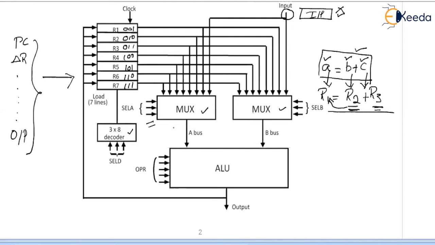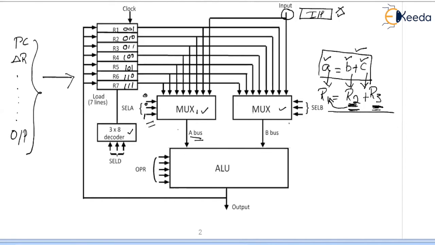So multiplexer 1 will select the first source register, that is R2. The first source register is R2, the second source register is R3. The first source register will be selected by multiplexer 1. So the selection A inputs must be equal to 001. When it is 001, R1 will get selected and will be sent to the ALU via the A bus. There is a bus which sends the contents from the multiplexer to the ALU.